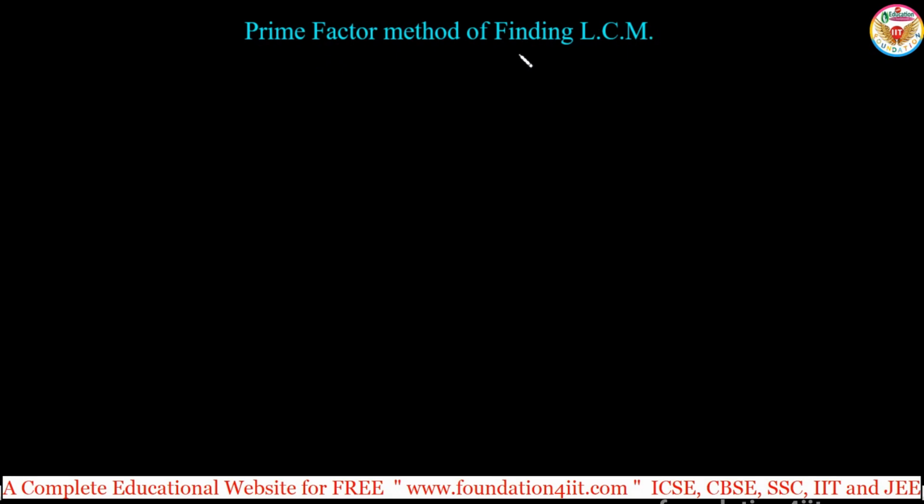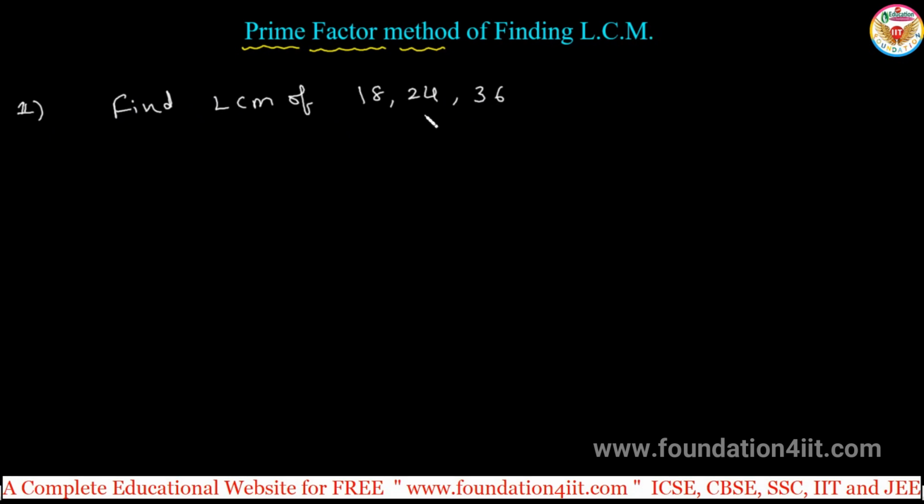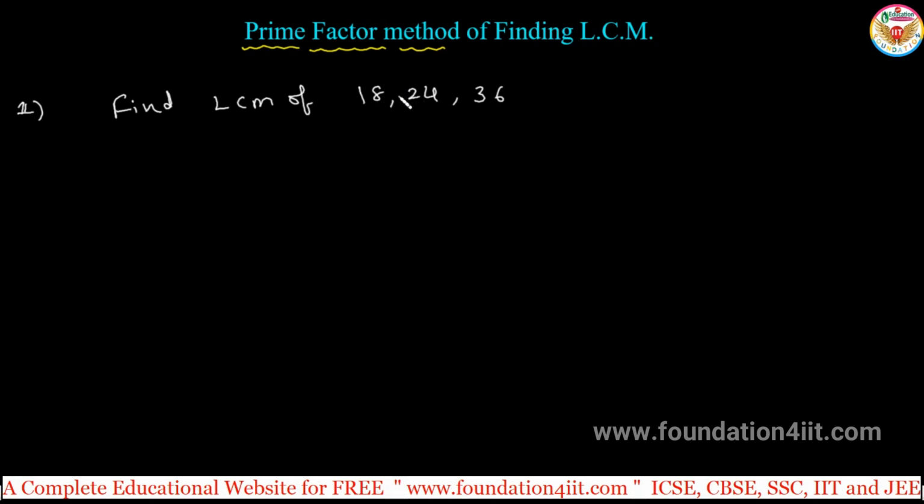Prime factor method of finding LCM. So to find out the lowest common multiple, let us see the prime factor method. Let's take one question. Find LCM of the numbers 18, 24 and 36. We're supposed to find the lowest common multiple for this. As per the previous, the common multiple method is very difficult when the numbers are bigger. So we can go for this prime factor method.